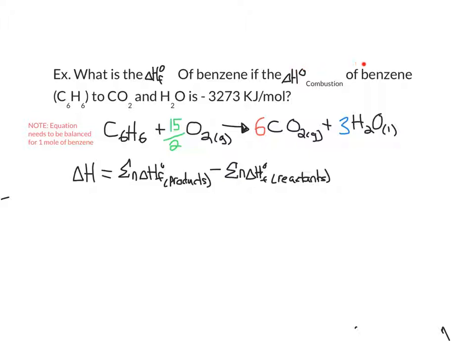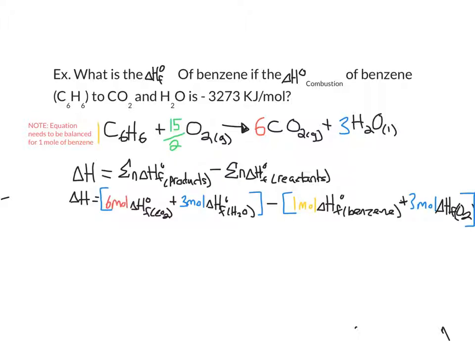This time we have the change in enthalpy. So we know our change in enthalpy is negative 3,273 kilojoules per mole. So what we really need to do is rearrange our equation so that we have our standard enthalpy of formation of benzene. So what you need to do is take this and break it apart into all of its components up here.